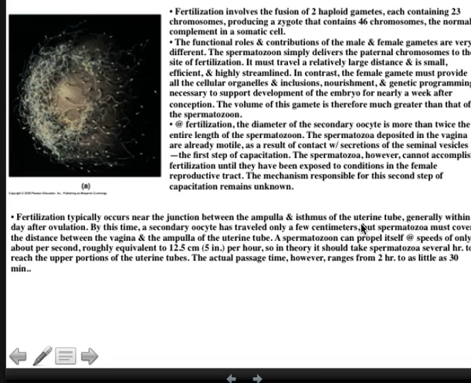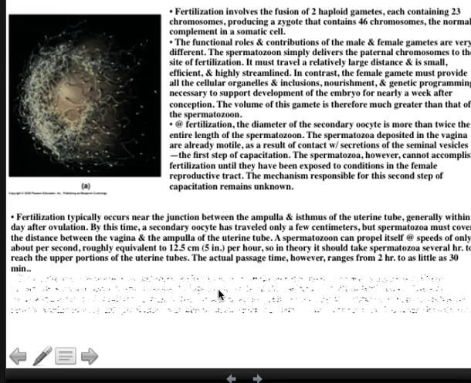Fertilization typically occurs near the junction between the ampulla and the isthmus of the uterine tube within a day after ovulation. By this time, a secondary oocyte has traveled only a few centimeters, but the sperm have to cover the distance between the vagina and the ampulla of the uterine tube. The sperm can propel itself at speeds of only about 12.5 centimeters per hour. So in theory, it should take a sperm several hours to reach the upper portion of the uterine tube, but the actual passage time ranges from 2 hours to as little as half an hour.